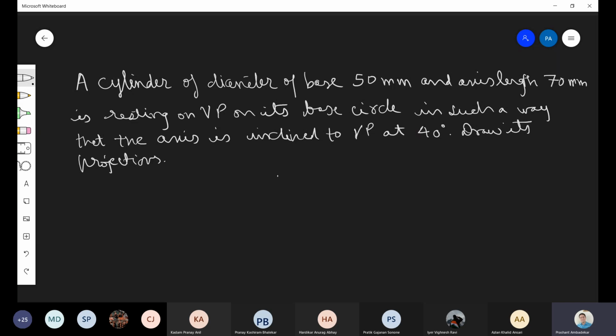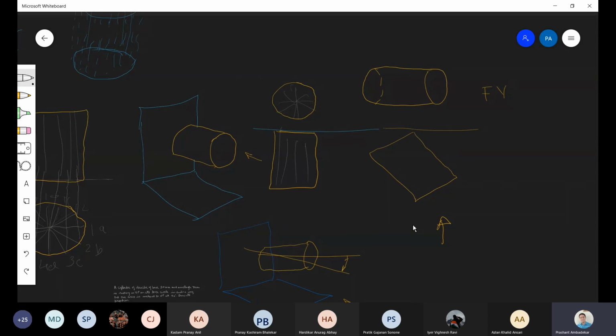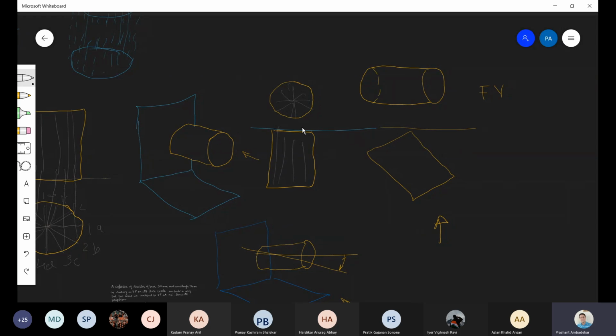Okay, so this is the same question, I'm showing you the question again. Now understand that it is resting on VP on one of its base circles. So what you will draw? You will first draw a circle in the front view. Then you will draw this, then this, and then this. So how will be the sequence? It will be 1, then 2, then 3 and then 4.